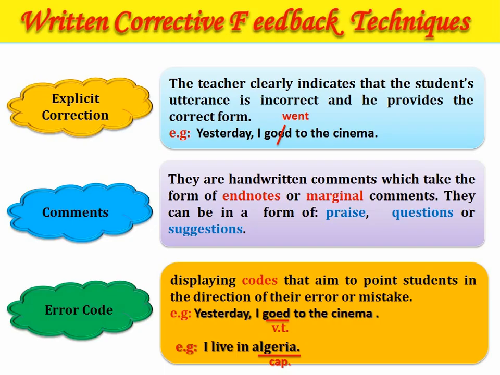Now we're going to look at some of the techniques used while providing feedback on learners' pieces of writing. The first one is explicit correction. The teacher clearly indicates that the student's utterance is incorrect and he provides the correct form. As shown in the example, "Yesterday I go to the cinema." The teacher here crosses out the mistake in the verb tense and he directly provides the learner with the correct answer.